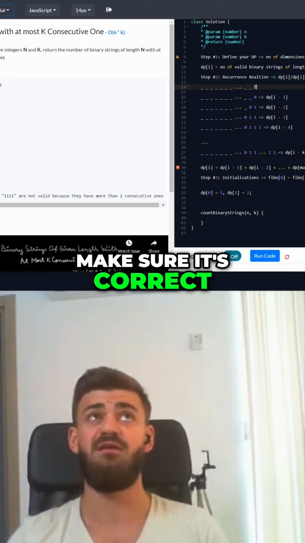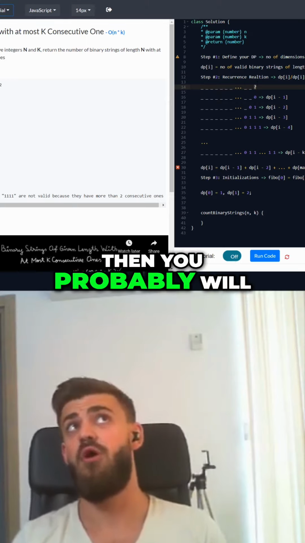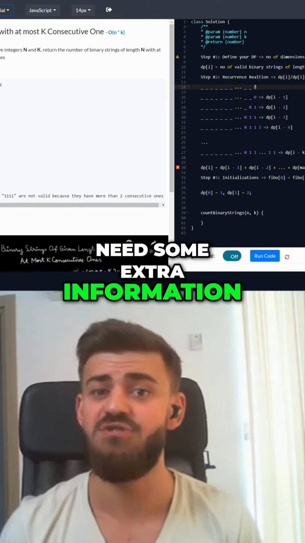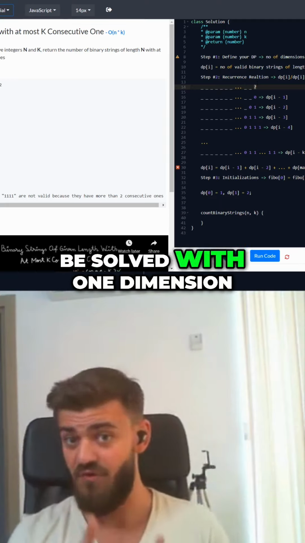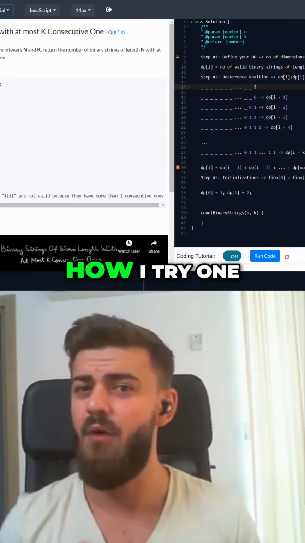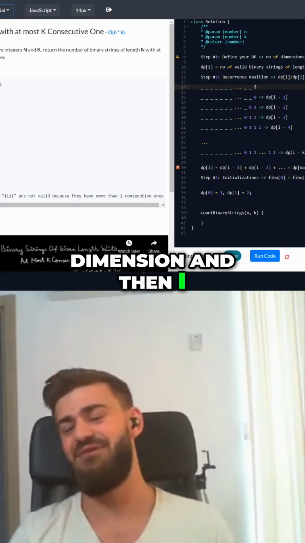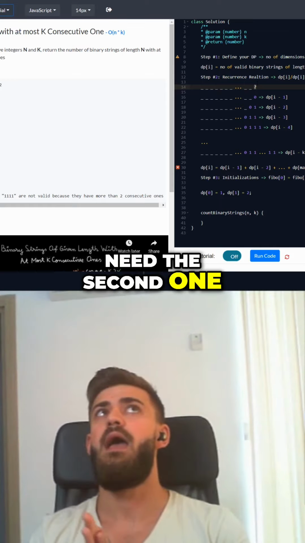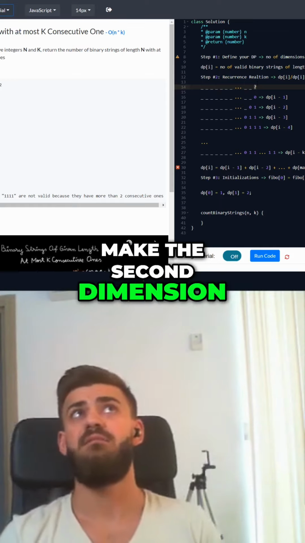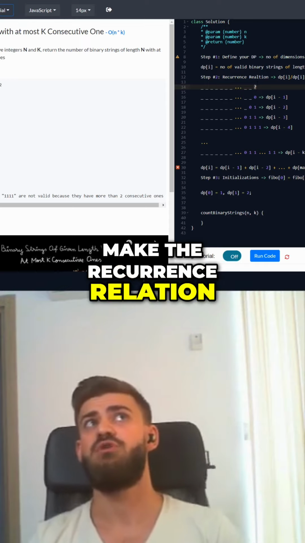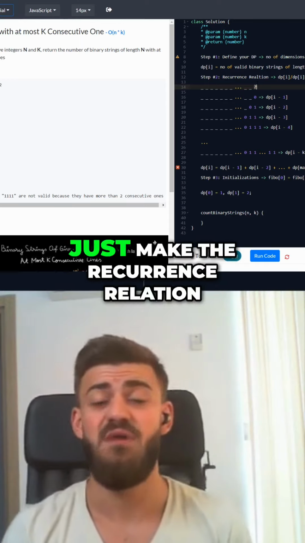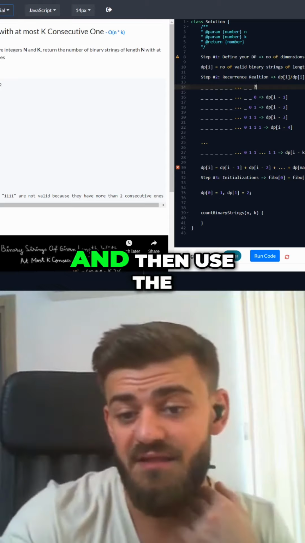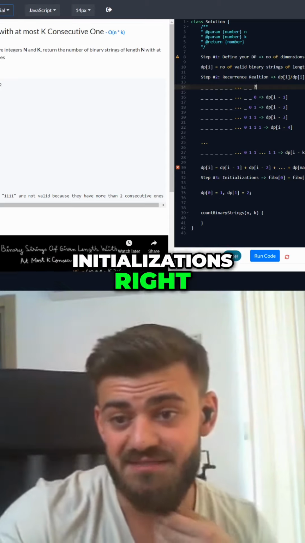Make sure it's correct. If you don't, then you probably will need some extra information, and I'm going to make a video on some problem which cannot be solved with 1 dimension, so you can see how I try 1 dimension and then I figure out that I need a second one. And yeah, make the second dimension, make the recurrence relation if needed. If not, just make the recurrence relation as I did here and then use the initializations, right? So this is the problem.